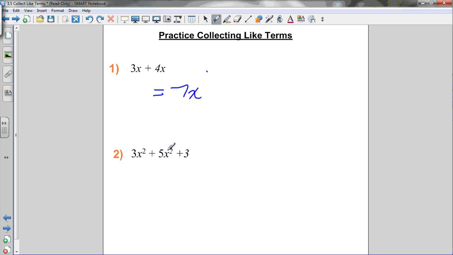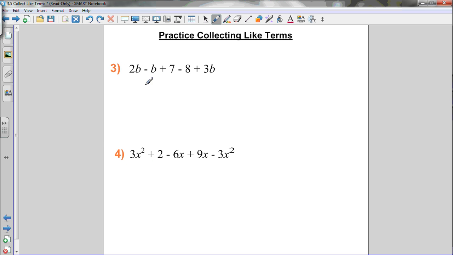Next, now we have to be careful that we only add or subtract like terms. Okay? So I have a 3x squared and a 5x squared. Those are like terms because they have the exact same variables with the exact same exponents. This constant of 3 is not a like term to these two. So I can only collect these two together. And when I collect like terms, when I'm adding or subtracting, all I do is I add the coefficients. 3 plus 5 is 8. And I keep the variable and the exponent exactly the same. So I have 8x squared. And I still have that plus 3 off to the end. I can't collect it with 8x squared because these two are not like terms.